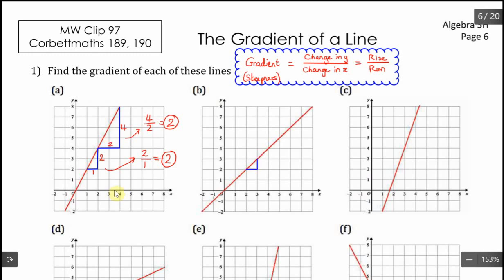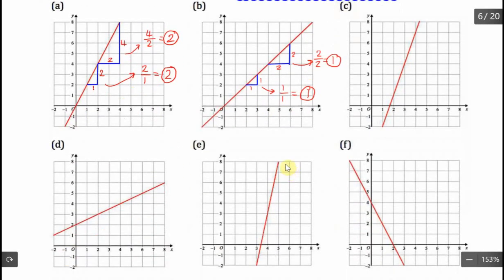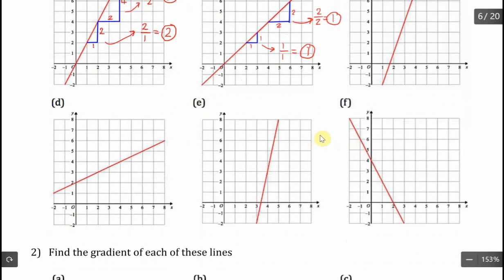On part B, again, it doesn't matter where you choose as long as you give yourself nice points. You could go 1 across 1 up, you could go 2 across 2 up, etc. But importantly, whichever you choose, that division will always give you a gradient of 1. So 2 rise divided by run here would also give us a gradient of 1. I won't go through all of these. I'll just choose one more with a negative gradient.